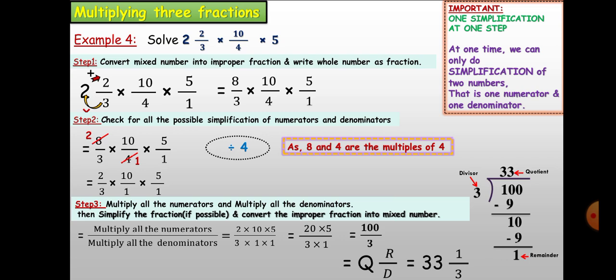So then you have to check for all the possible simplifications of numerators and denominators. So 8 over 3 and 10 over 4. In these, 8 and 4 are both divisible by 4. So divide them and we get 2 over 3 multiplied by 10 over 1 multiplied by 5 over 1. Then you have to multiply out the numerators and denominators, because there is no more simplification, and in the end if there is a simplification, you have to simplify it and convert improper fractions to mixed numbers. So you multiply the numerator with numerator and denominator with denominator. 2 multiplied by 10 multiplied by 5, and 3 multiplied by 1 multiplied by 1. So I'm going to have 100 over 3.